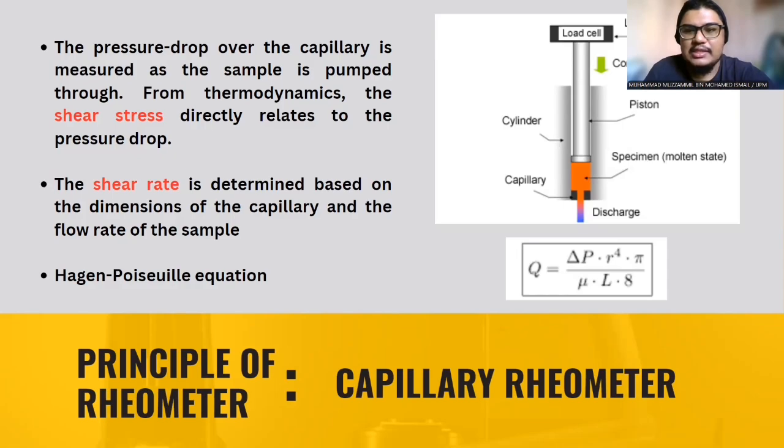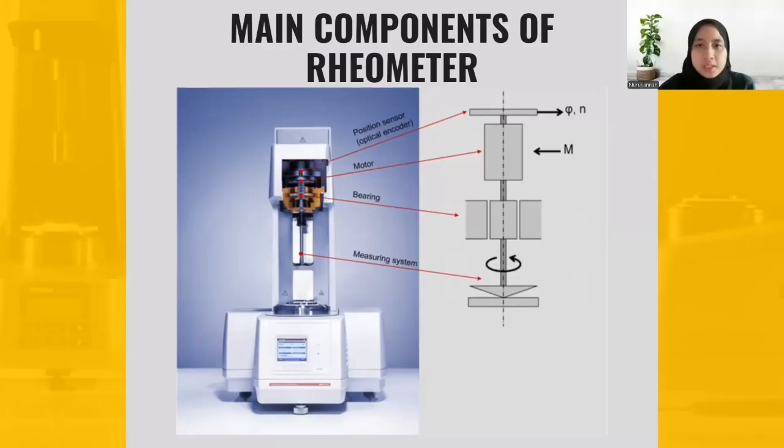This system of the capillary rheometer is based on the Hagen-Poiseuille equation, as shown on the right side of the slide. The capillary rheometer applies this equation to find the rheological properties of the fluid. So these are the main components of a rheometer.